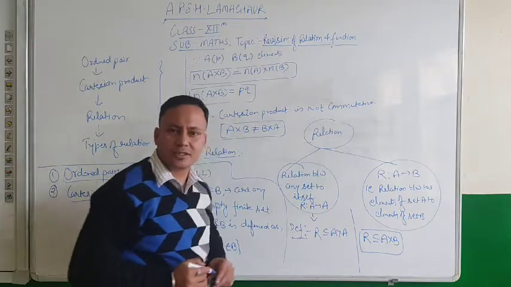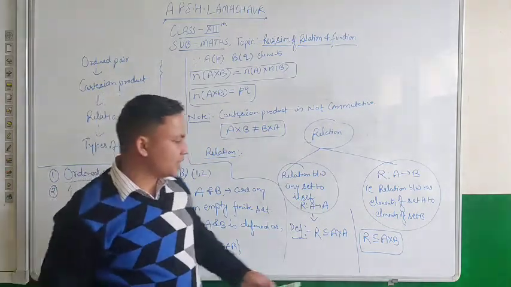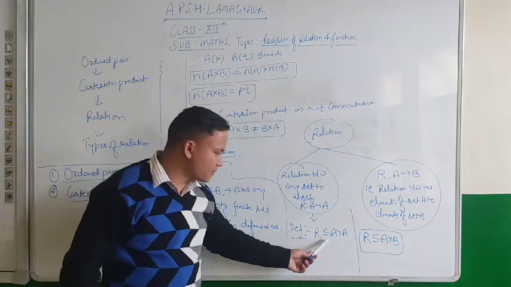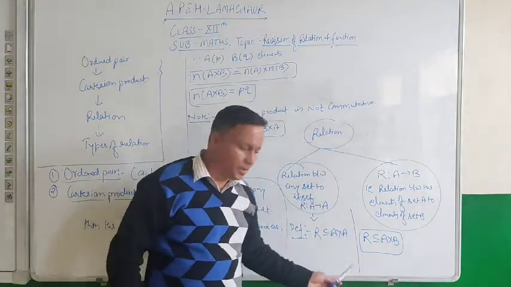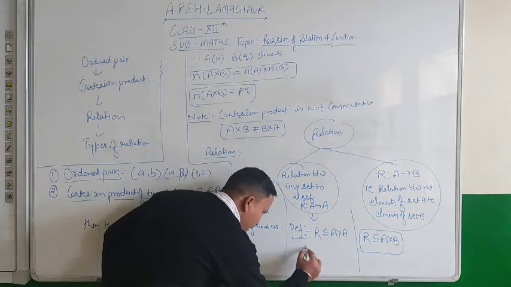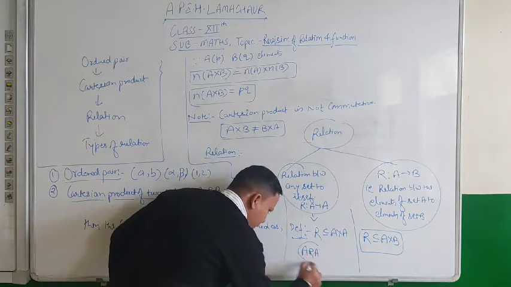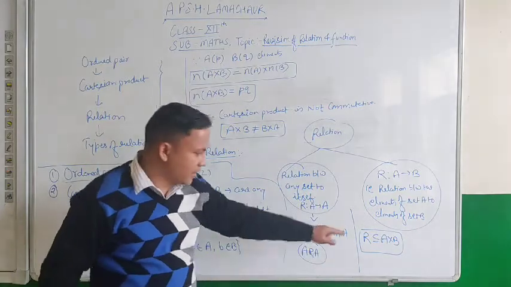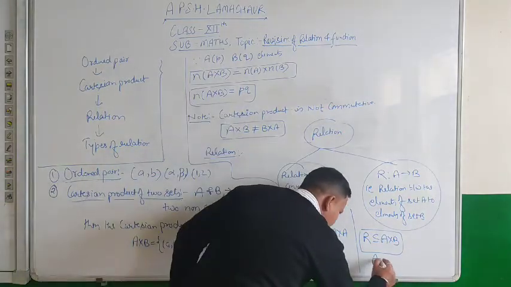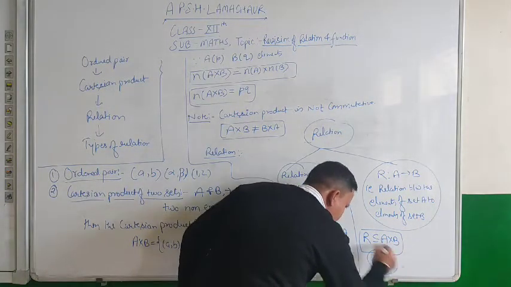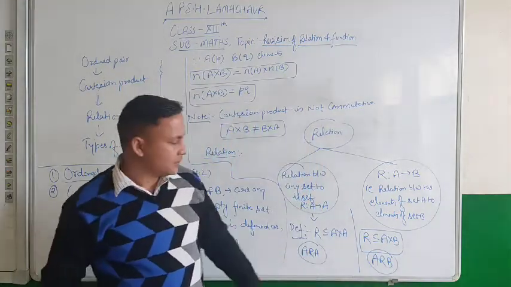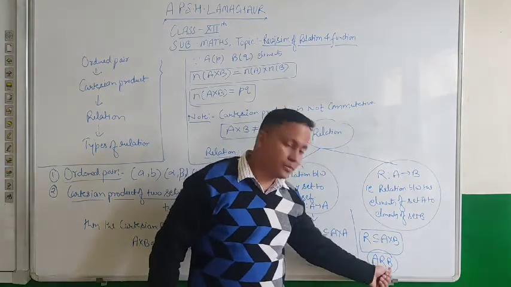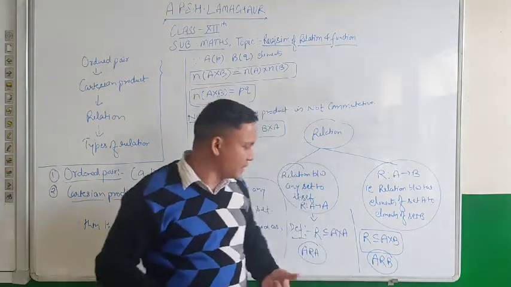What is relation? Relation is nothing but the subset of Cartesian product A cross B. And in this particular case, relation is the subset of Cartesian product A cross A. And we can write it like ARA. ARA means every element of set A is related to itself. And here we can say ARB. What is ARB? ARB means every element of set A is related to some or all element of set B.